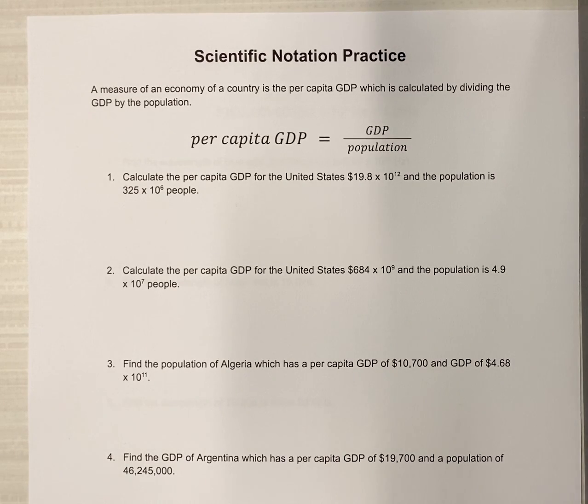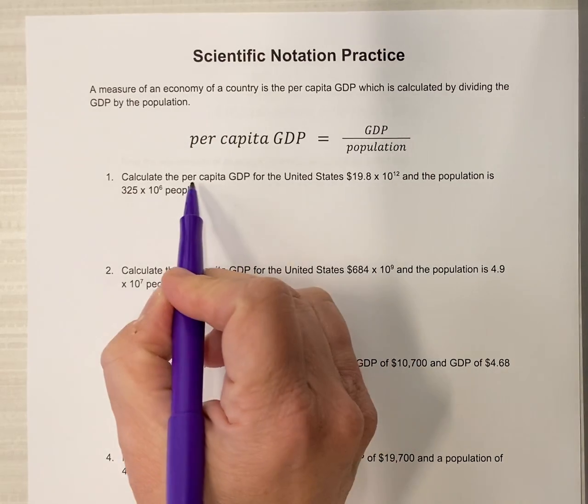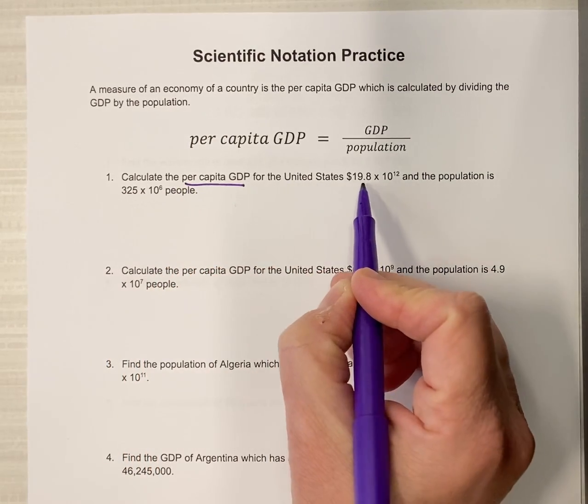So we're going to practice with scientific notation, and we're going to start by using a term called the per capita GDP, or sometimes you'll hear it called the GDP per capita. And this is like the money, it's a measure of the economy and kind of the quality of life in some regards in different countries.